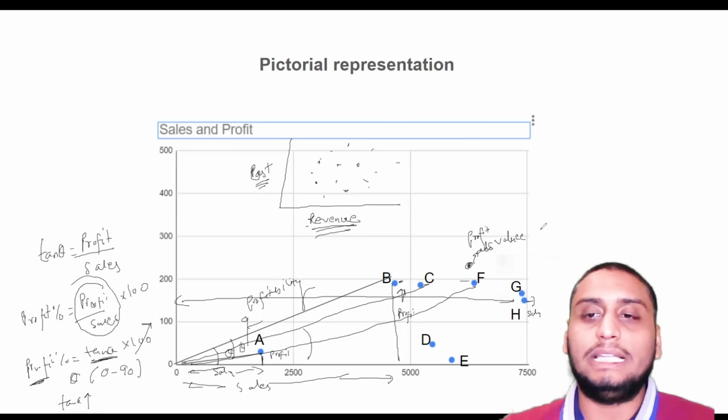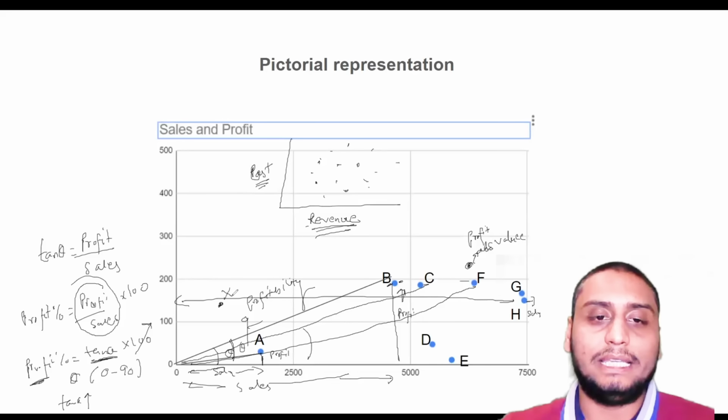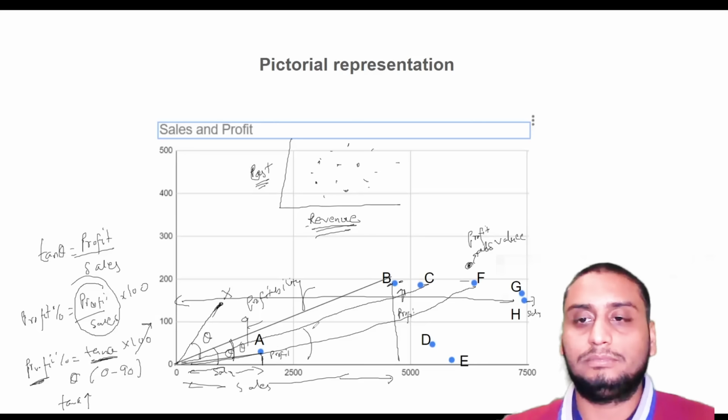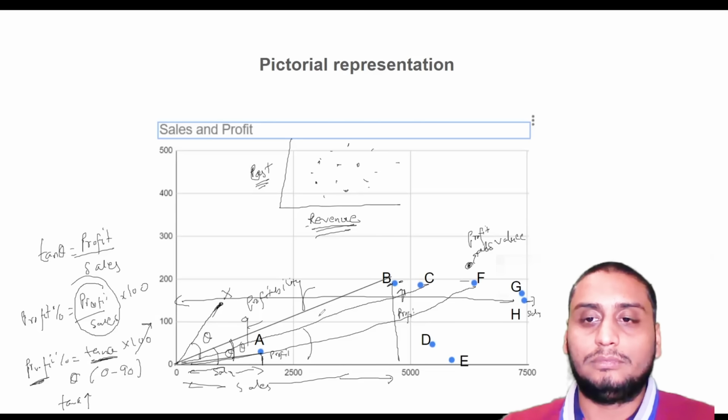No, no, Anushka, sales does not matter. I was asking profit percent. So whoever is making the biggest angle would have the profit. If, let's say, there was a company X here, the profitability of X would be the highest because it is making the biggest angle. Exactly. Rahul has given the correct answer.